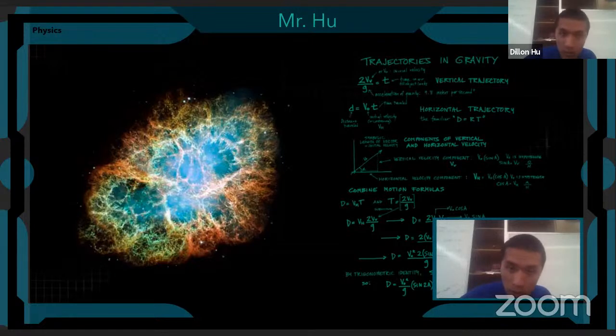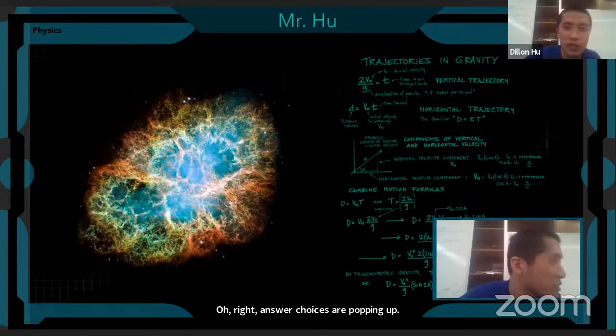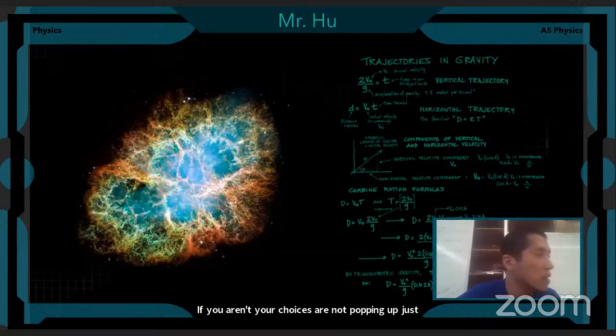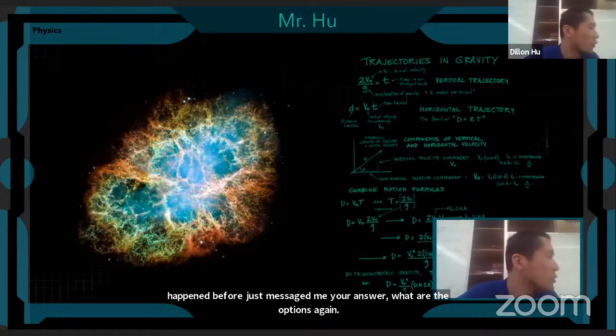All right. My answer choices aren't popping up. If your choices are not popping up, which has happened before, just message me your answer. What are the options again? 2, -24, 16, and -8. Okay.